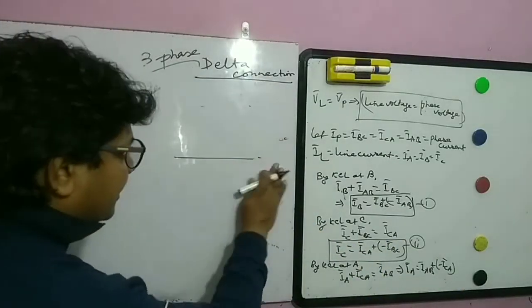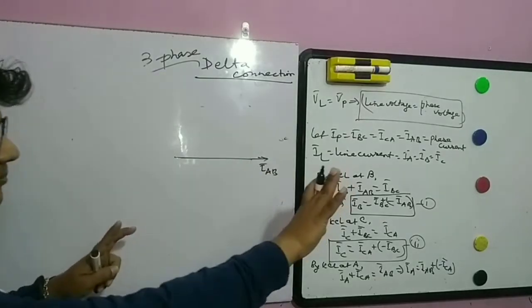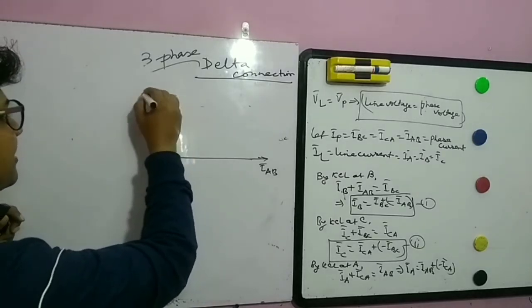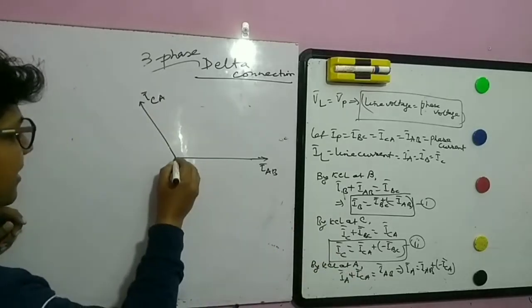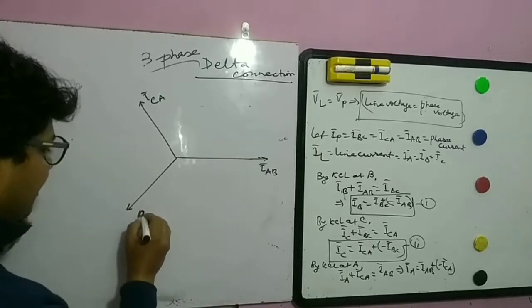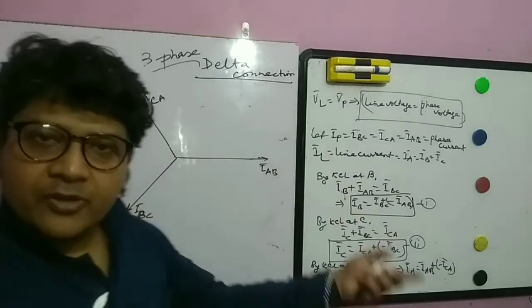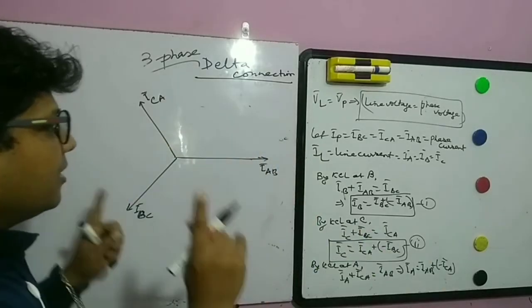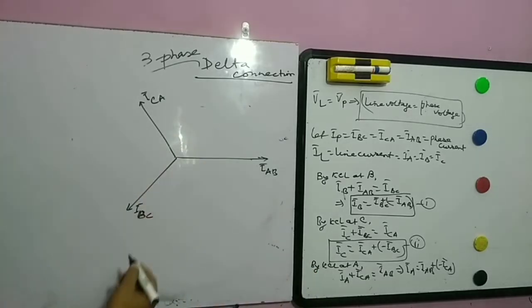So this is IAB. I am taking IAB, same phase. This we can take IBC or ICA, right? And this is our IAB and IBC. We know that they are at 120 degree. You have plotted it at 120 degree, right? Now these are the phase currents. So mathematically you can write here, nothing to worry about.